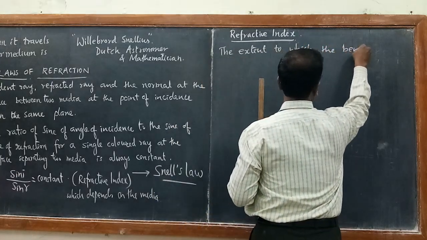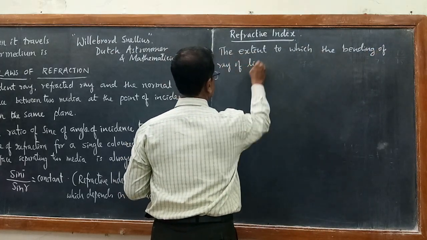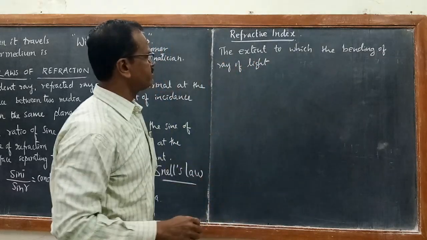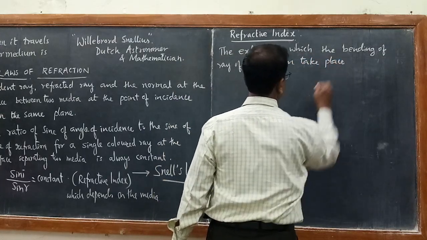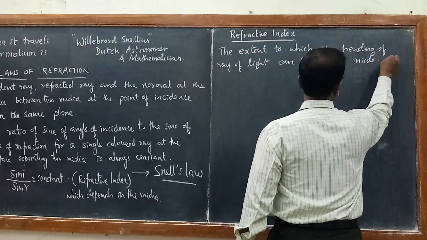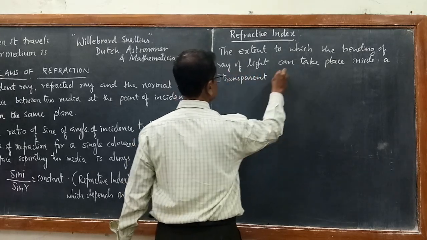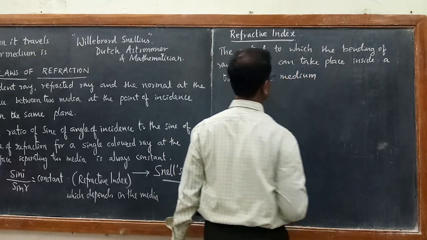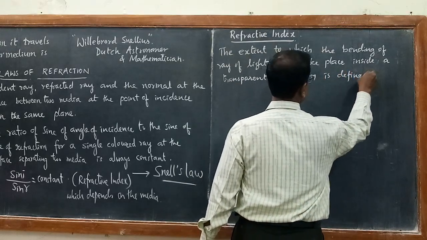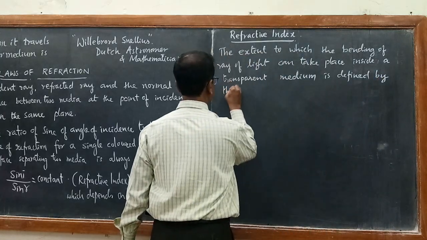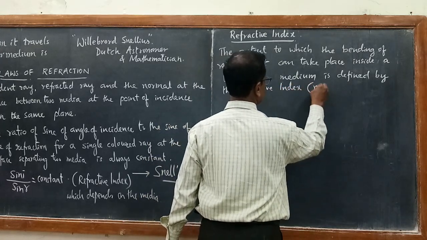The extent to which the bending of a ray of light can take place inside a transparent medium is defined by the term refractive index. It is denoted by n.